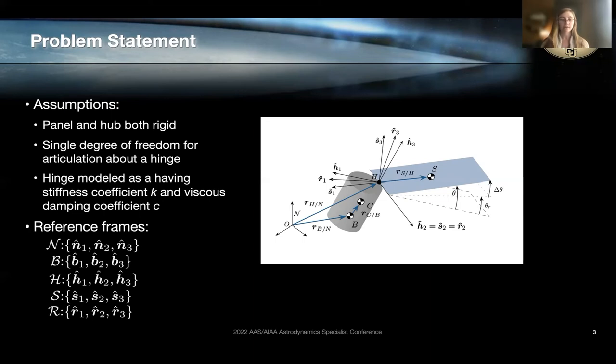All three of these last frames have the same axis, the rotation axis, this S2 hat, but R and S are displaced different amounts from H, which stays fixed relative to the hub. The S1 hat is anti-parallel to the center of mass of the solar panel, and all of these frames are located about this hinge point H. And then, of course, the third unit vector completes the right-hand set.